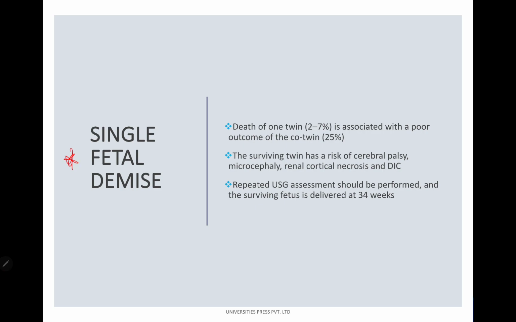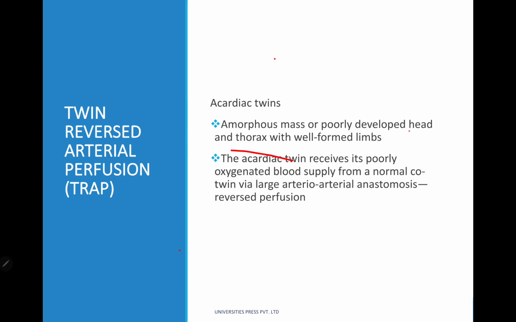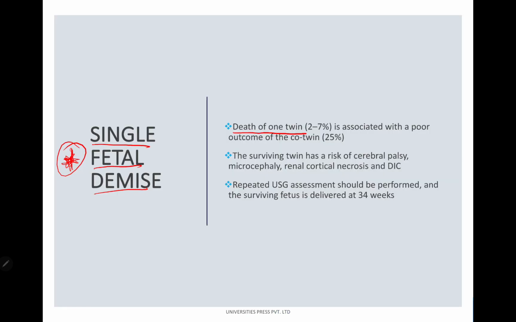What do you mean by all our revision? I already told a brief about all these things. What do you mean by single fetal demise? Single fetal demise means one fetus is going to be dead intrauterine. Okay, so single fetal demise is nothing but death of one twin, and it is associated with poor outcome. So death of one twin is associated with poor outcome of the co-twin. One twin will die and the other twin, the co-twin, outcome is going to be very poor.